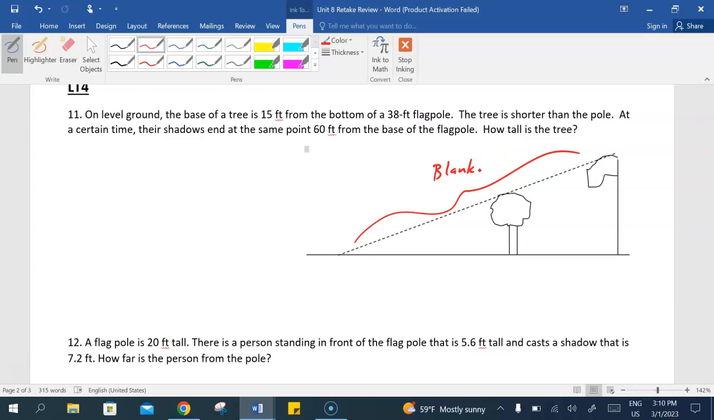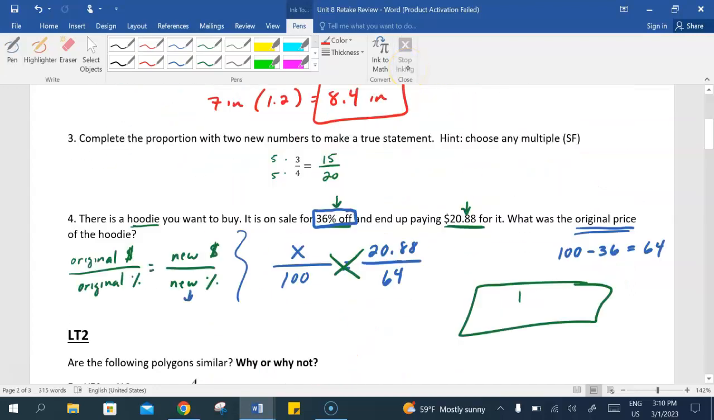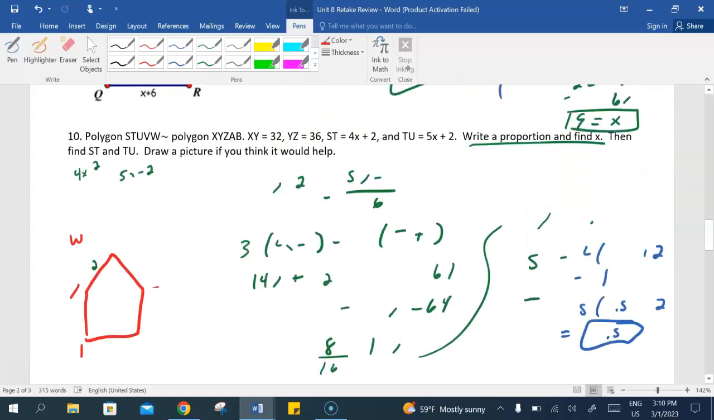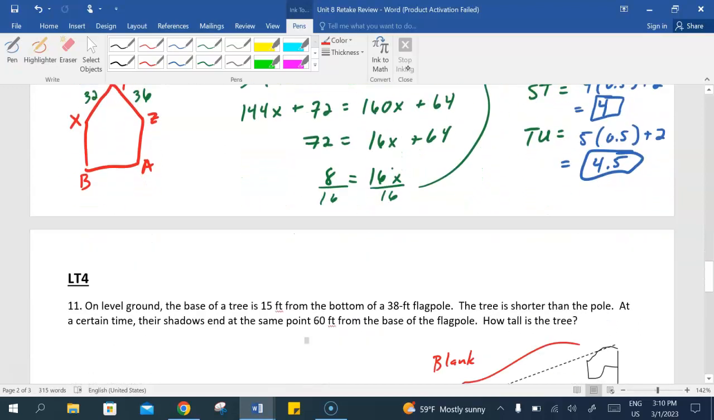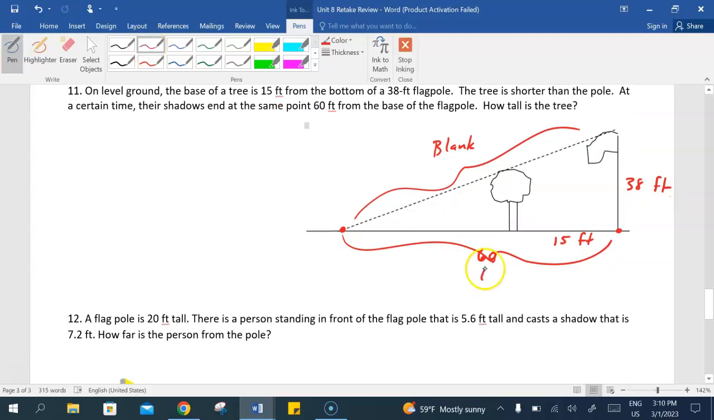So it says on ground level, the base of a tree is 15 feet from the bottom of a 38-foot flagpole. So this is 15 feet. This is 38 feet. The tree is shorter than the pole, and at a certain time, that shadow ends up at the same point, 60 feet away from the base of the flagpole. So that means from the base of the flagpole to the same point that they meet is 60 feet away, because that flagpole is overshadowing that tree. So I need to find the height of the tree.